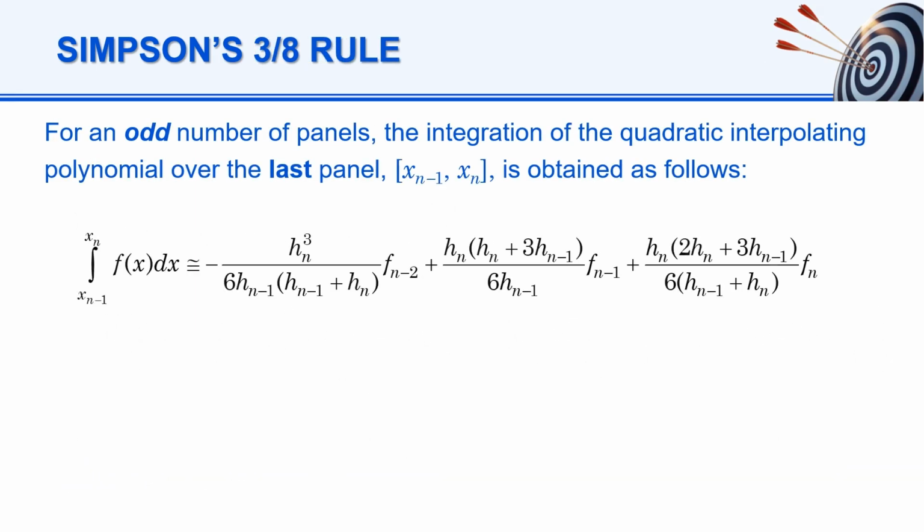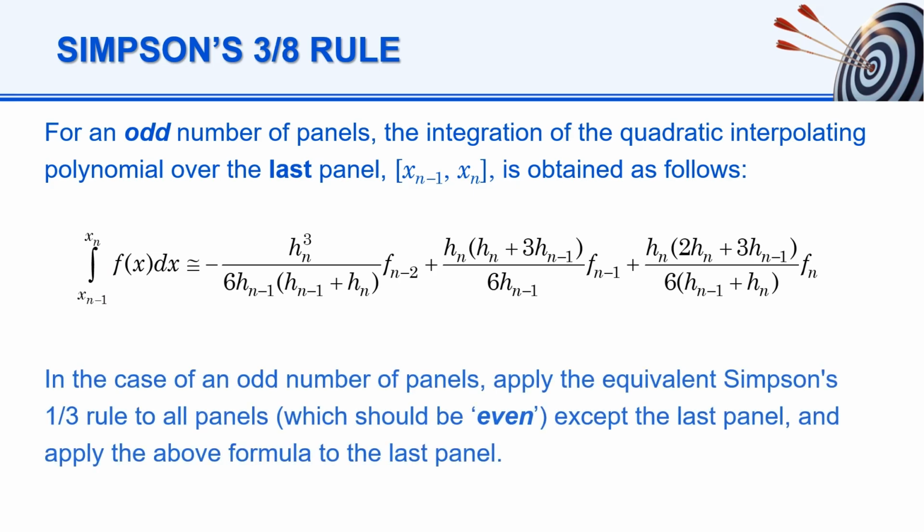For an odd number of panels, the integration of the quadratic interpolating polynomial over the last panel is obtained as follows. In the case of an odd number of panels, apply the equivalent Simpson's 1/3 rule to all panels, which should be even, except the last panel, and apply the above formula to the last panel.